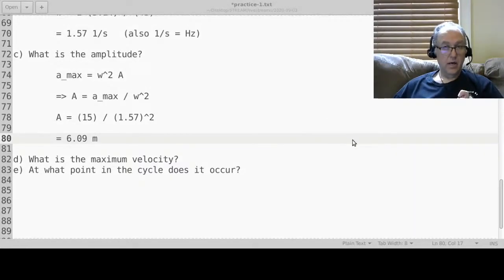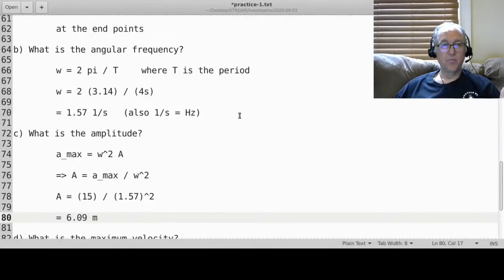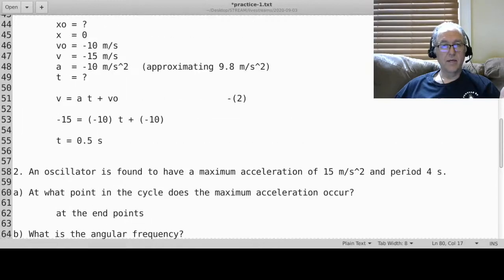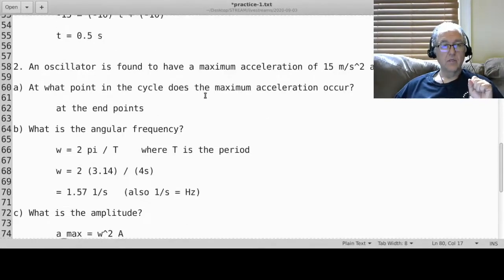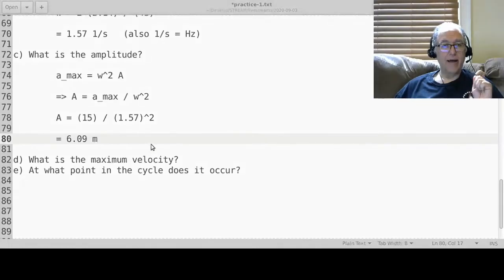At the end I put in the units, and I know what the units are. They are meters, because everything in this problem is MKS again. If you go through the problem up here, 15 meters per second squared is the acceleration in MKS, and 4 seconds, so everything is in MKS. So you know your answer will automatically come out in MKS. It turns out that the amplitude of this motion is 6.09 meters. That's pretty big. 6 meters is like 6 times 3 is 18 feet. This is a huge oscillator. So there we go.